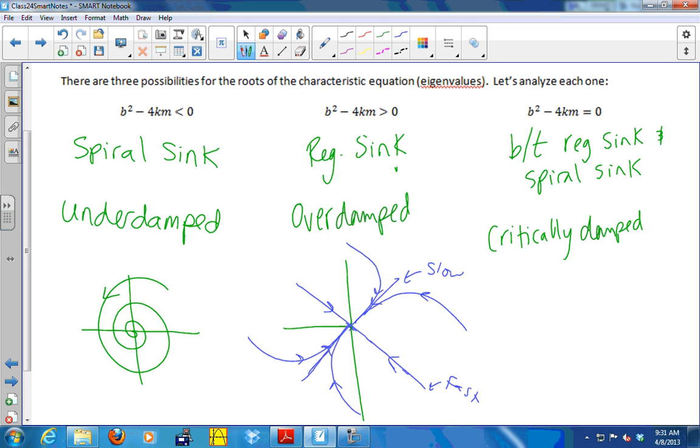Thanks. And then critically damped, we've got one straight line solution. We'll just pick a random one here that goes right to the origin. And then they all come in parallel to and tangent to that straight line solution. So we've got parallel and tangent. And they all kind of swirl in like that.